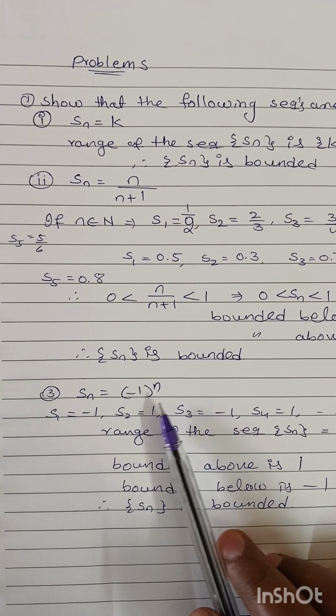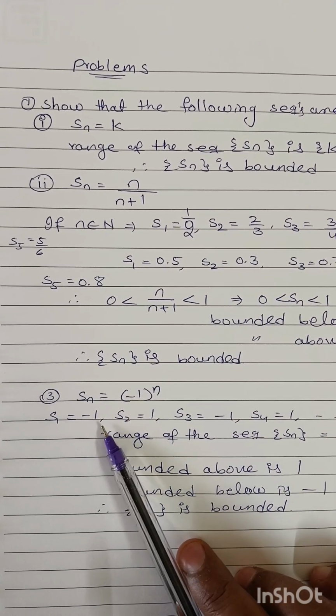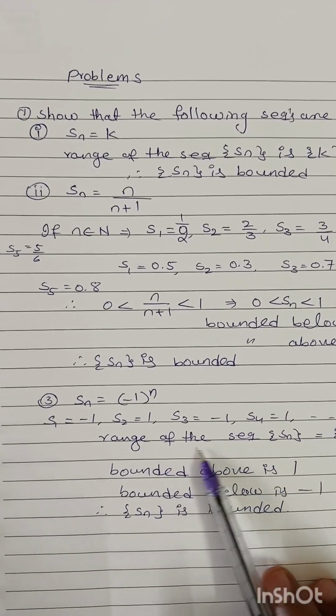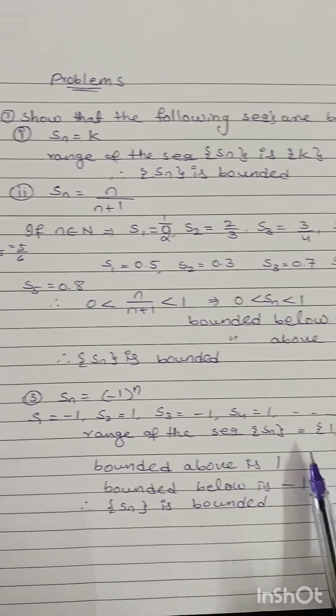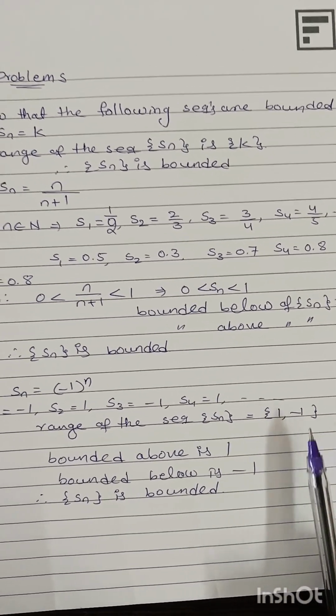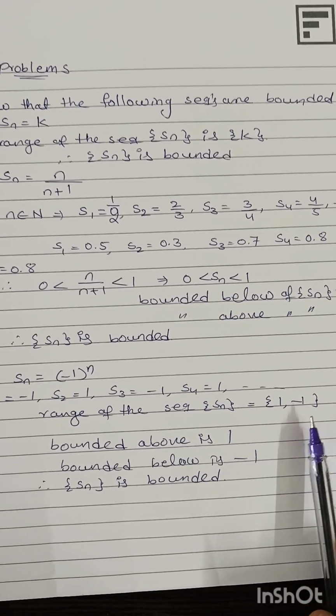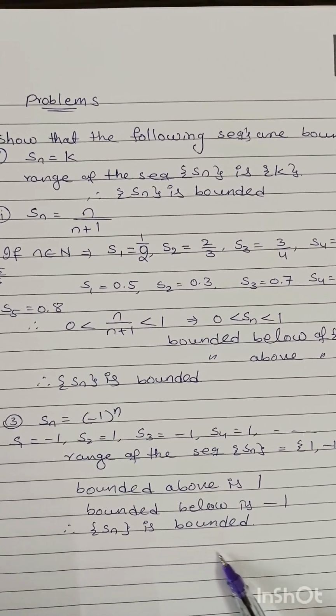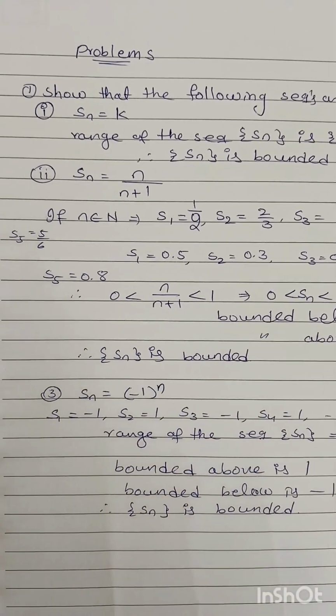Next, Sn equal to minus 1 whole power n. So S1 is minus 1, S2 is 1, S3 is minus 1, and so on. So the range of the sequence is 1 comma minus 1. So the upper bound is 1 and the lower bound is minus 1. Then the sequence Sn is bounded.